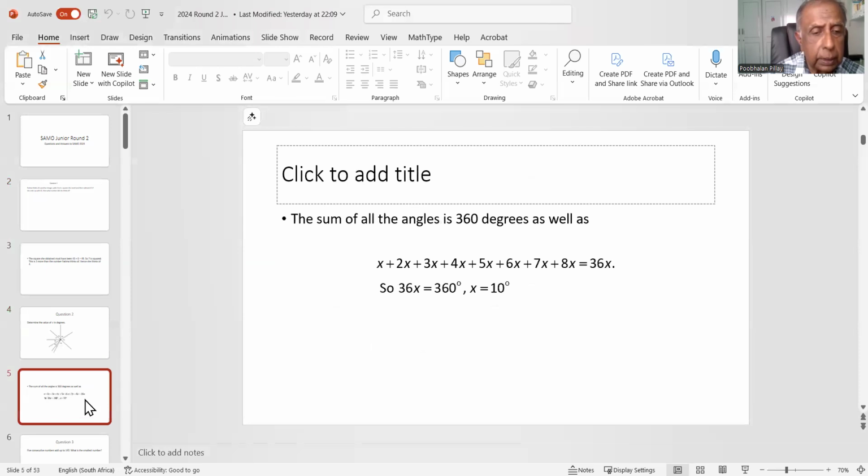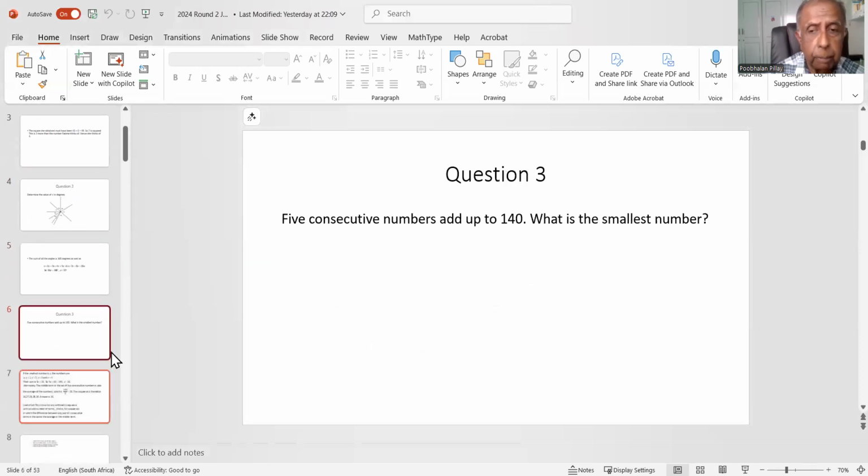Okay, so there's the full answer. Okay, let's go on to question 3. 5 consecutive numbers add up to 140, what is the smallest number?